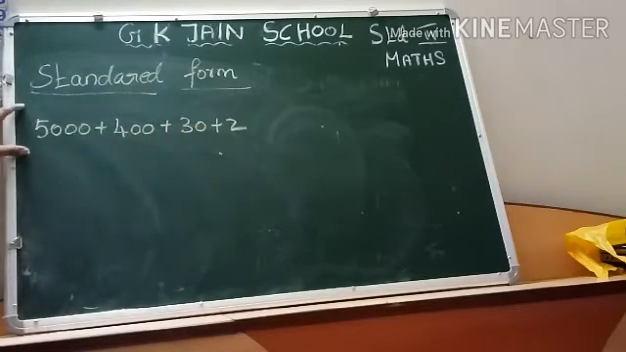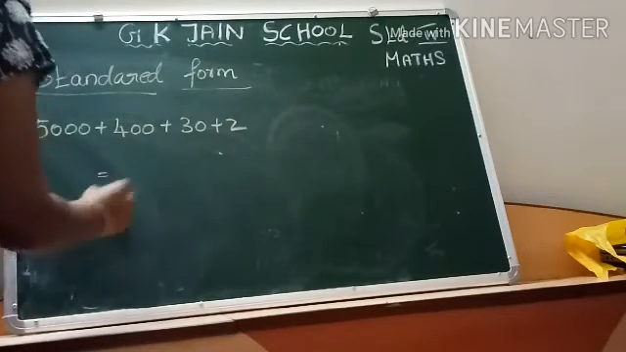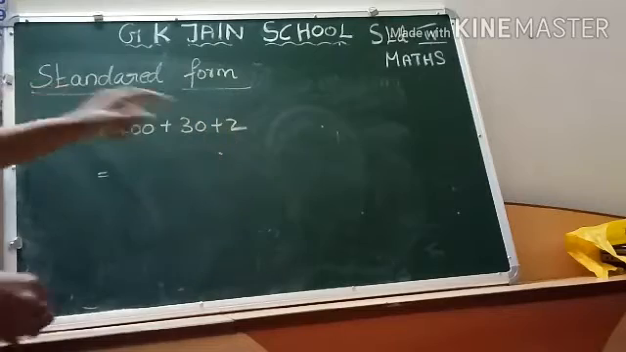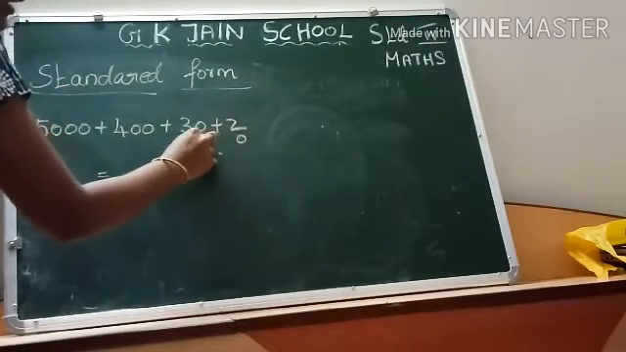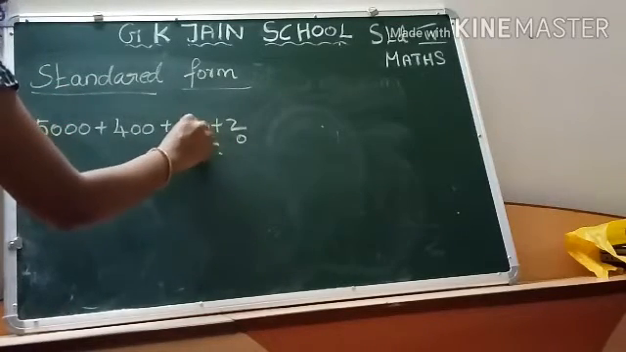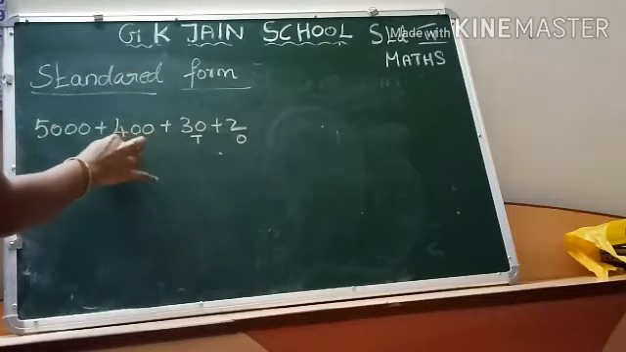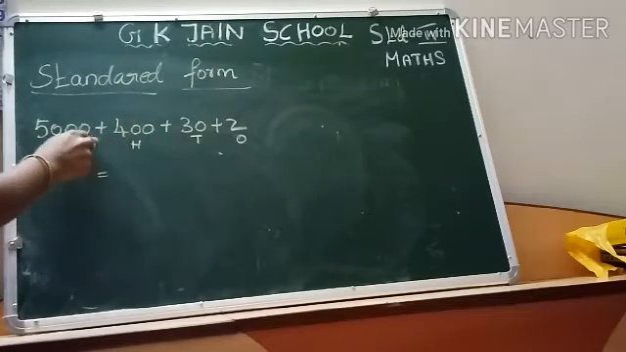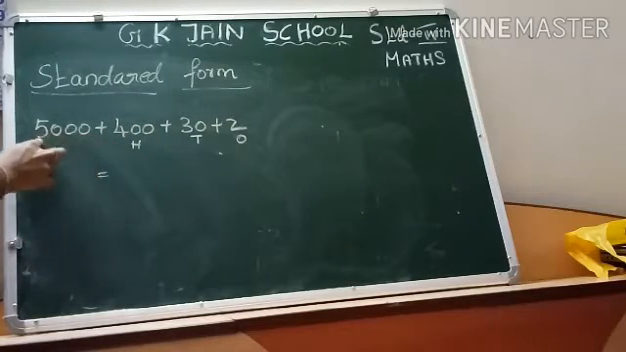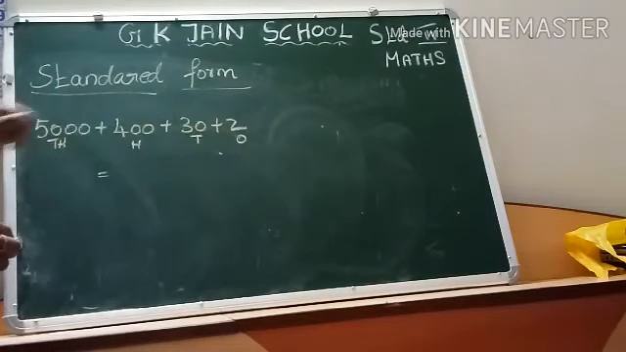So how to write this in standard form? This is the expanded form, right? What is this? This is the ones value, because there is only one number here. Ones, tens. So this is tens, ones, tens, 100. So this is 100, ones, tens, 100, 1000. Right. So we must start on the right hand side only.